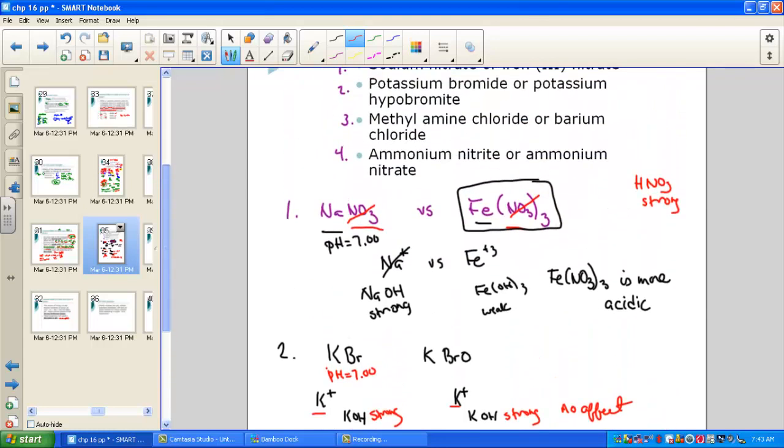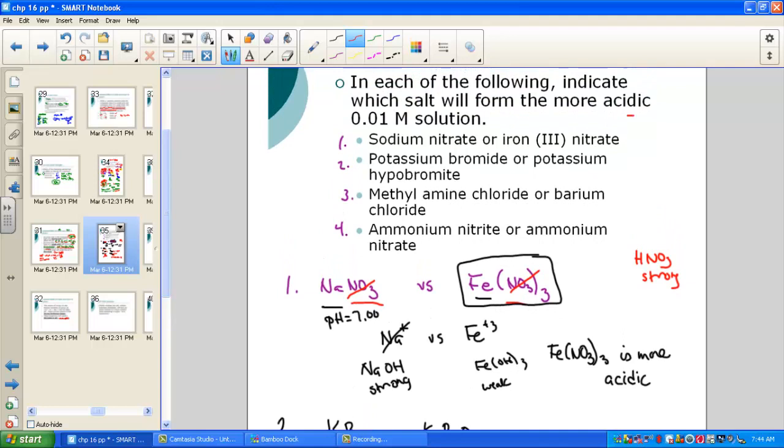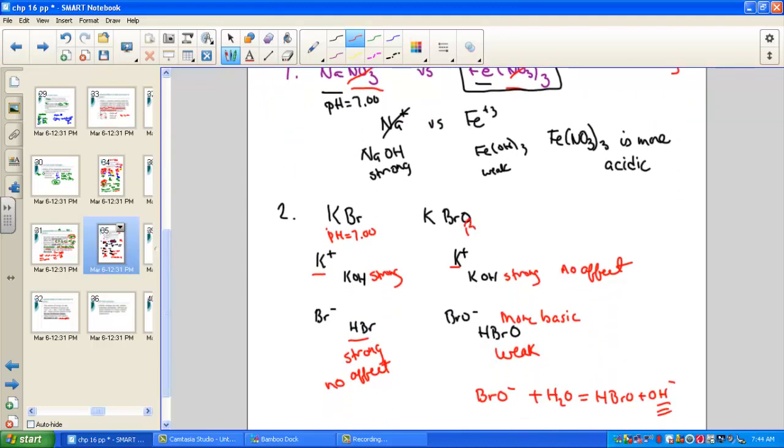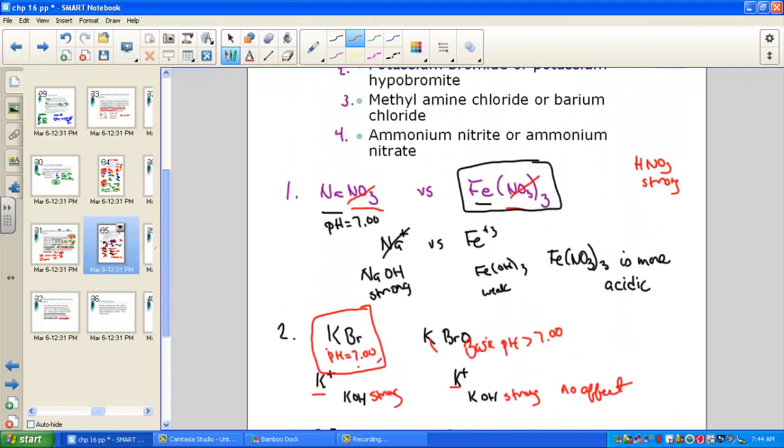So remember what we're being asked: to rank the more acidic. Which one is more acidic? Which one is lower on the pH scale? If this salt makes the solution basic, and this salt keeps it neutral, KBr is lower on the pH number line than the basic salt, potassium hypobromite. That one would have a pH greater than 7.00. Choosing the one lower on the number line, KBr, 7.00, a neutral salt.